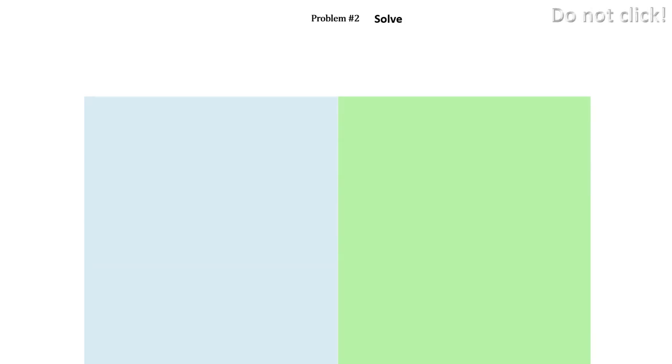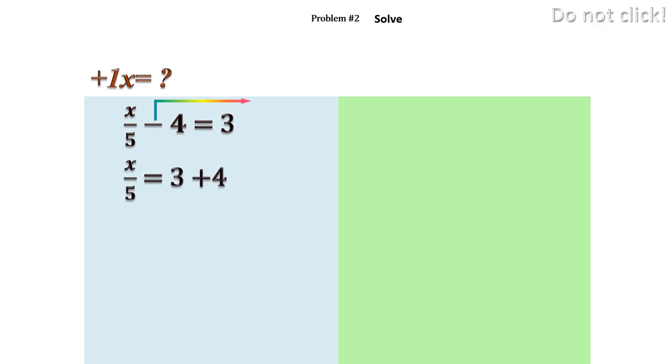Next example. x over 5 minus 4 equals 3. This equation has a fraction, and we are looking for positive 1x. How can we find it? Let's move negative 4 from the left to the right, and on the right it will be positive 4. Now 3 and 4 is just 7, and we are looking for positive 1x. To get 1, how can we do this? We have to multiply by 5 both sides, because 5 over 5 is 1, so we can simplify, and we will have 1x, or just x, equal 5 times 7, which is 35.